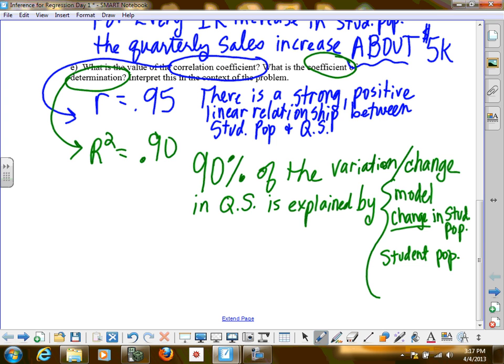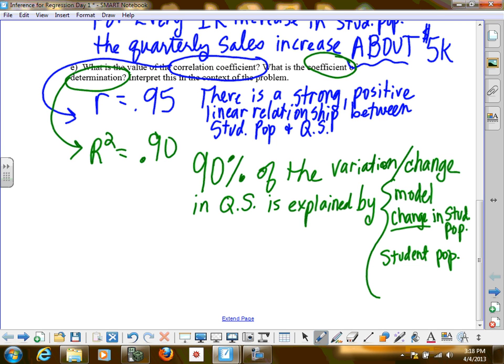So let's think about this for a second in real world terms. 90% of the change in the sales they get is explained by the change that's happening in the student population. So that's like saying what's determining what. So question, use your brain and your business sense and tell me what could be attributing to that other 10% of sales changes? What are some other real world things that might be causing other sales changes?